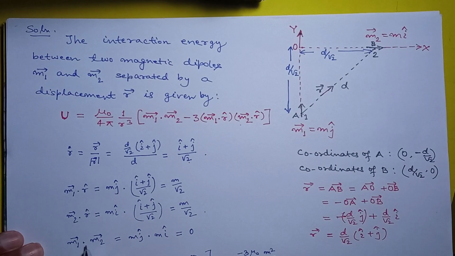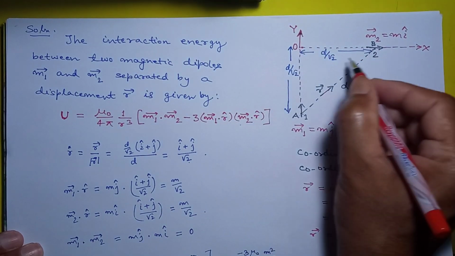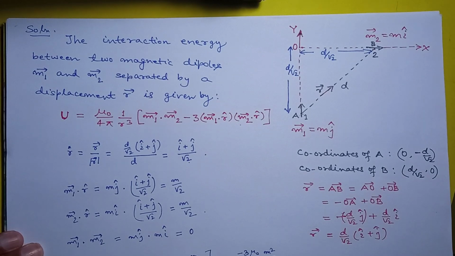Now vector m1 dot vector m2, it is m j dot m i hat equals 0. Why? Because both are mutually perpendicular. This is in one direction, this is in another direction, so they are making 90 degree.